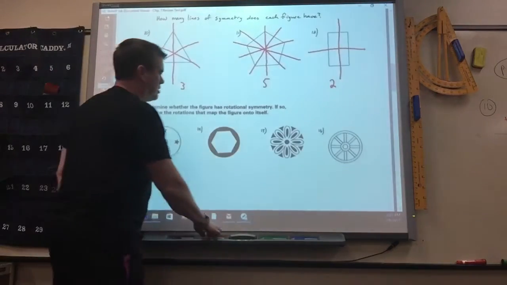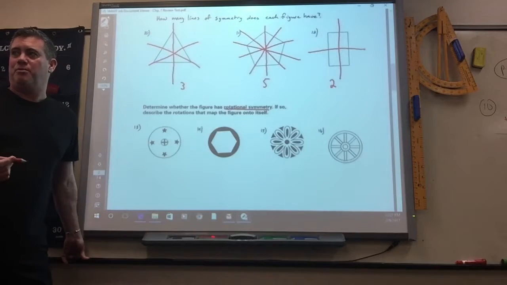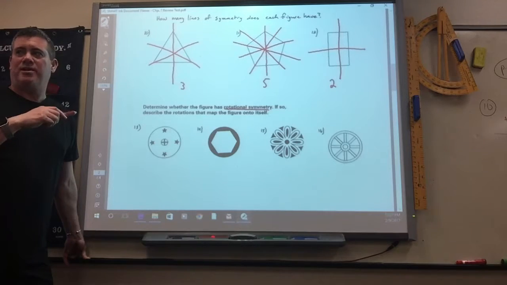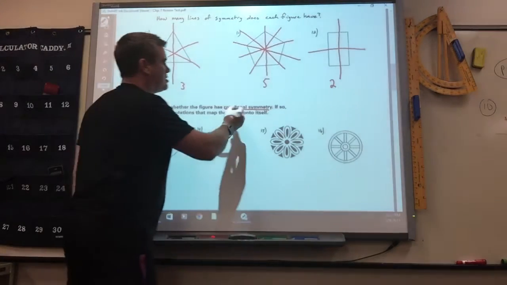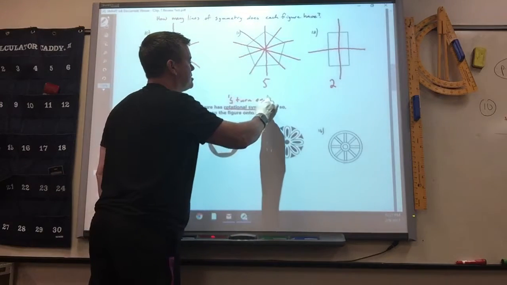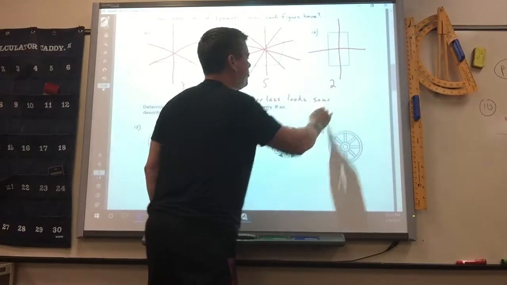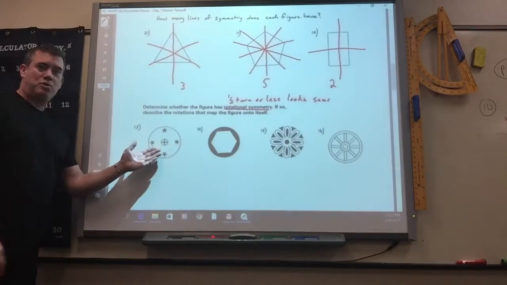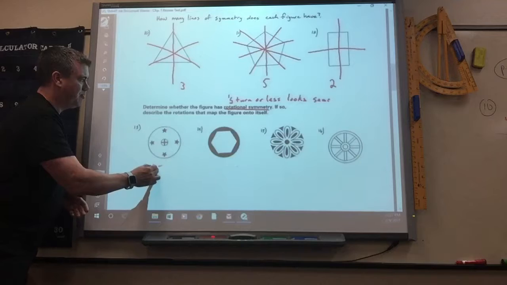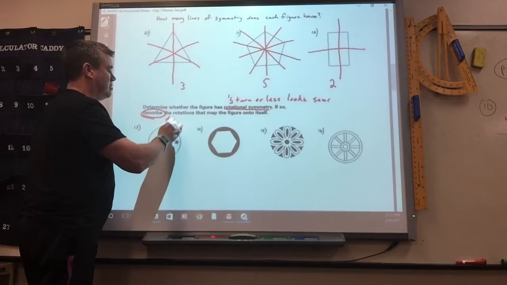Okay, rotational symmetry. This is something we don't do a lot of, but it's very easy if you remember what it is. They will have this if any of you take an ACT test. This is on there. When it has rotational symmetry, it means you can turn it a half turn or less, and it looks the same. So on this one, you could turn it a half a turn or less and it would look the same. So it's yes. When it says describe, that means how many degrees.